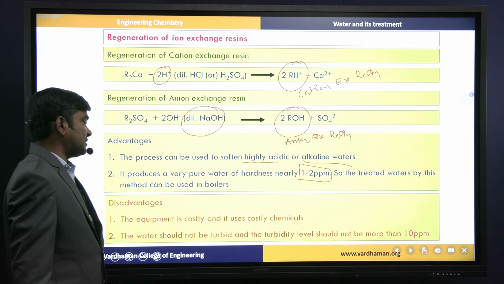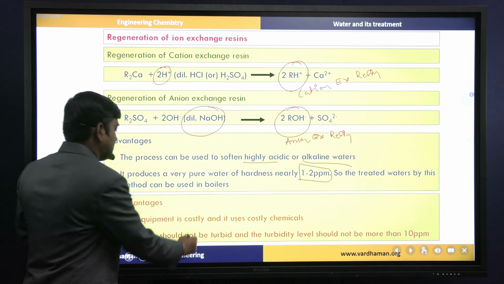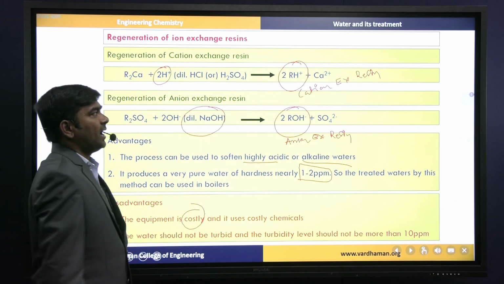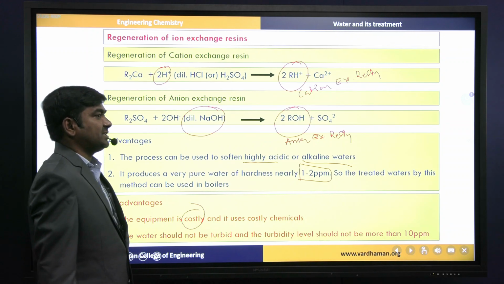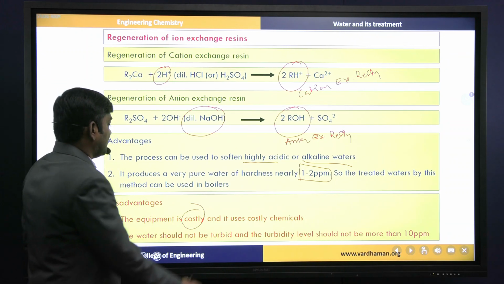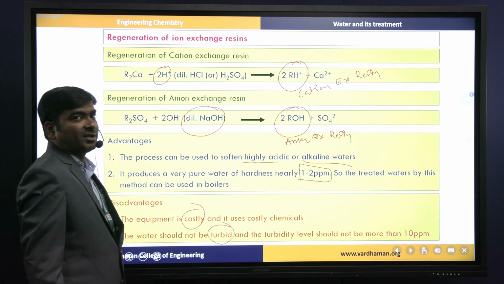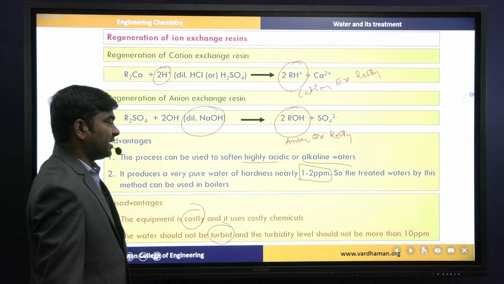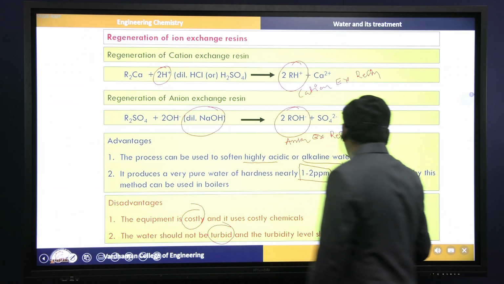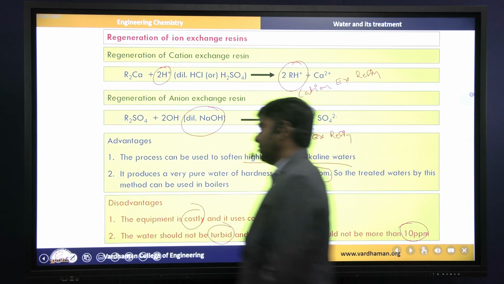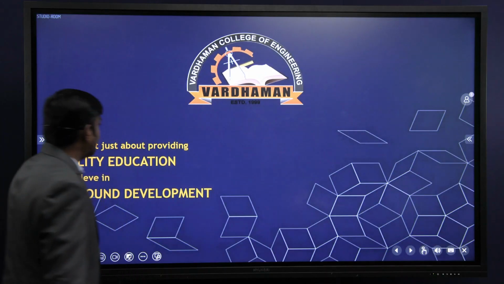And the disadvantages. The major disadvantage is the cost of the resin. The next disadvantage is that very fine pores are available. If the hard water is more turbid, those pores will be blocked. That is the reason the turbidity of the hard water should not exceed 10 ppm. That is another disadvantage.